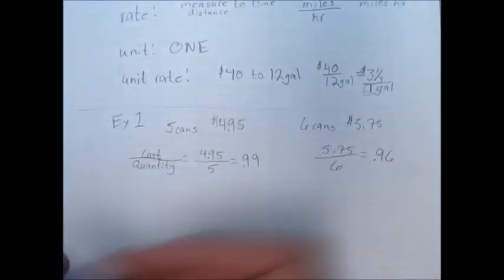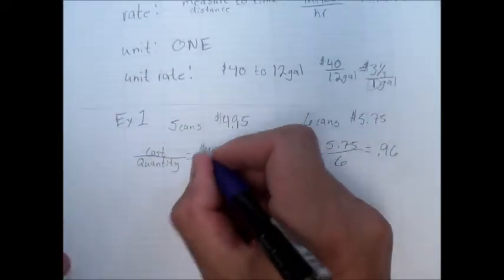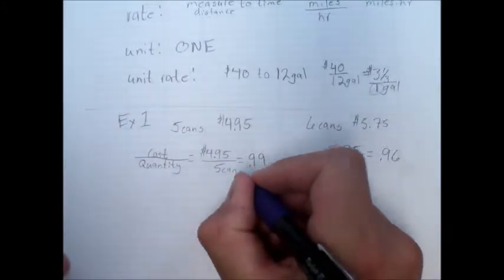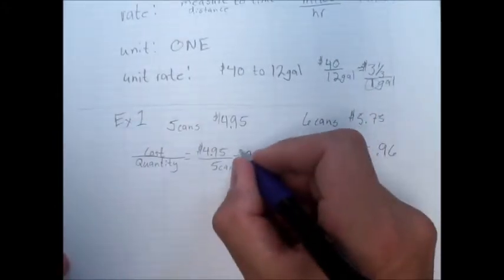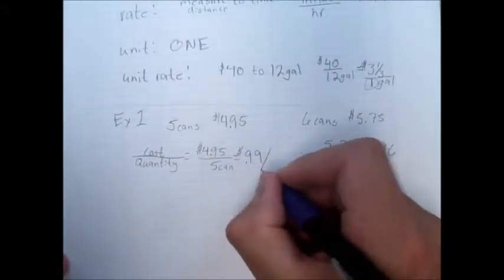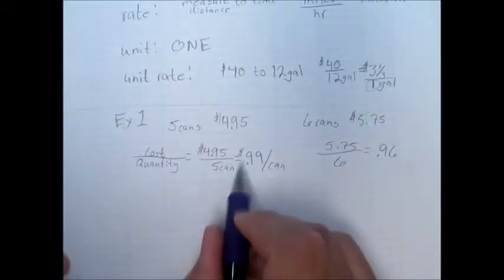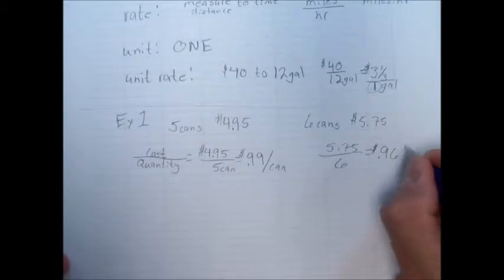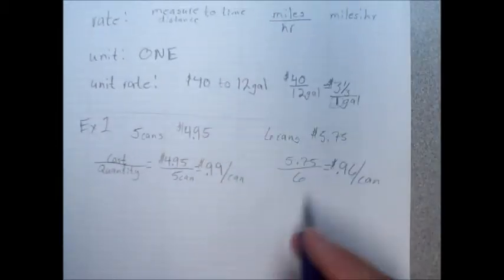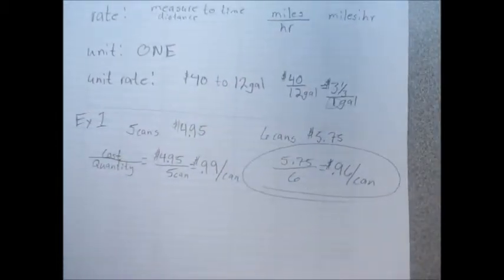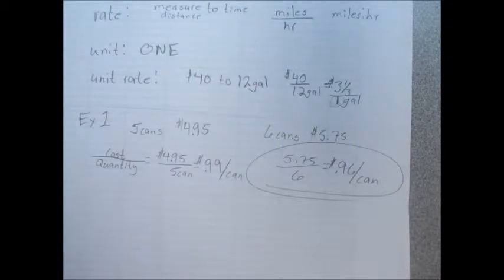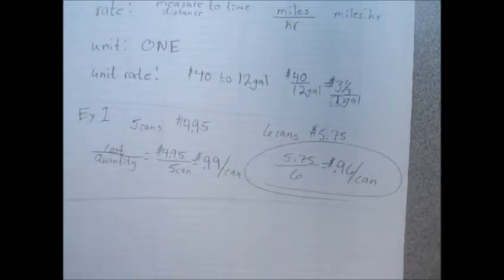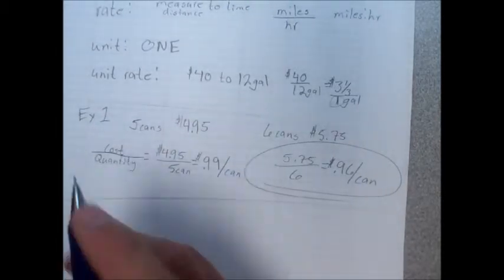Okay, now remembering that this is dollars per can, right? So this is 99 cents per can, written in proper notation because I don't lose those labels. So this is 96 cents per can. So which one's the better deal? This one right here. The better deal is the 6 cans for $5.75. Okay, these are really quick. So remember, it's always cost over quantity.